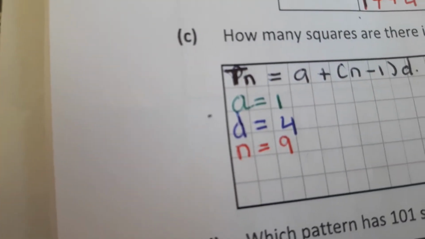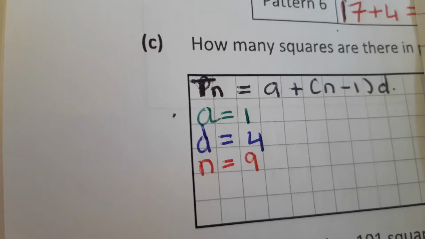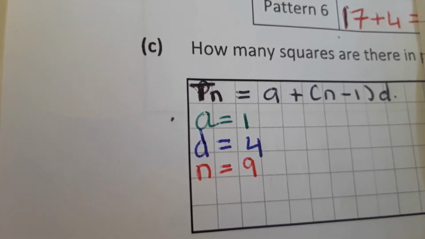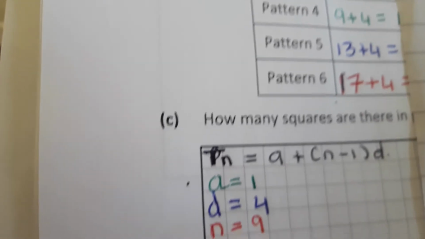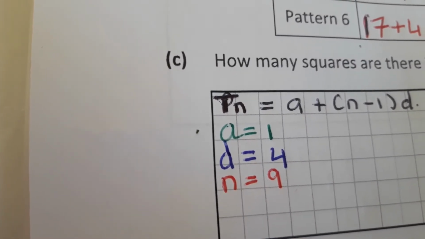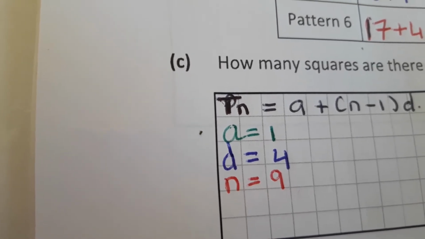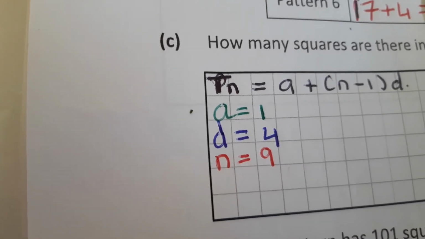Then your value for d is how much the pattern is increasing by every time. And we know from filling out our table that the pattern is increasing by 4 every time, because each time we add on 4. So your d is 4. And then n stands for which number pattern you are looking for. And we are looking for pattern number 9. So your n is 9.